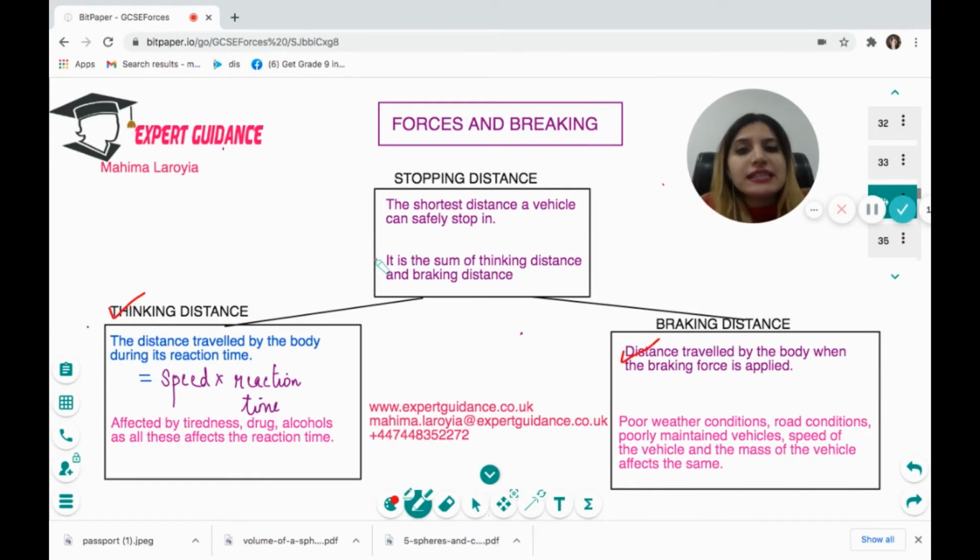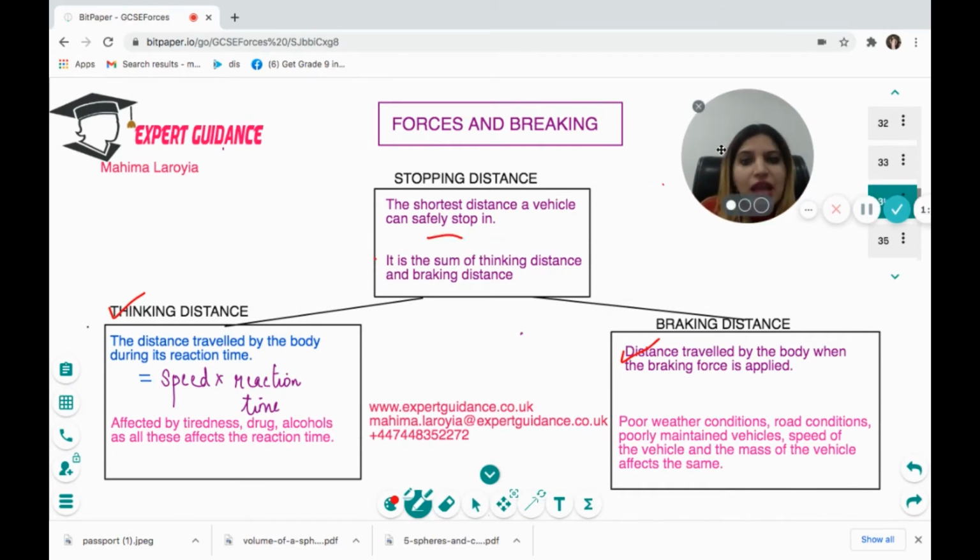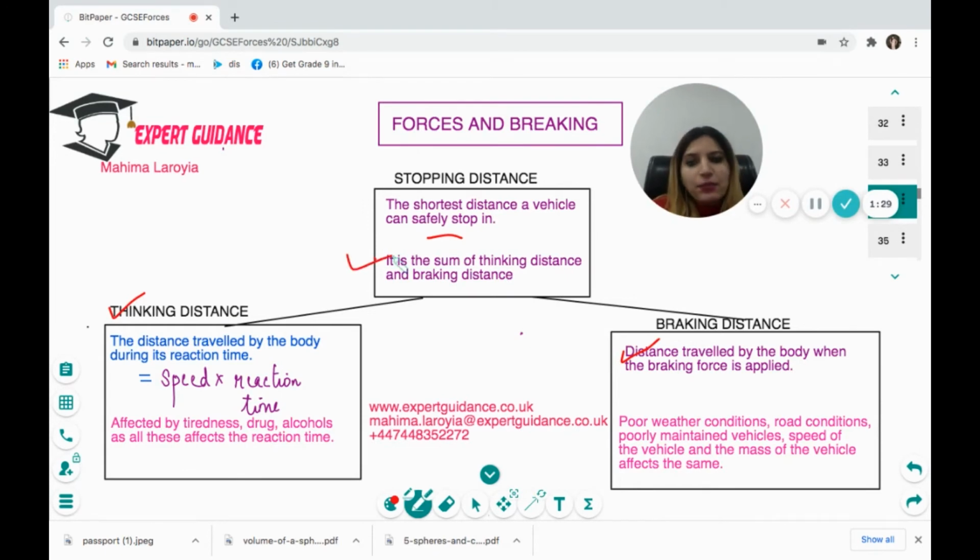So the stopping distance is the shortest distance in which a vehicle can safely stop. It is the sum of the thinking distance and the braking distance. Thinking distance is the distance traveled by the body during its reaction time, the distance traveled when you're thinking. It is calculated by speed times reaction time, and it can be affected by tiredness, drugs, and alcohol. Whereas braking distance is the distance traveled by the body when the brake force is applied, and the factors that can affect it are poor weather conditions, road conditions, poorly maintained vehicles, speed of the vehicle, and the mass of the vehicle.